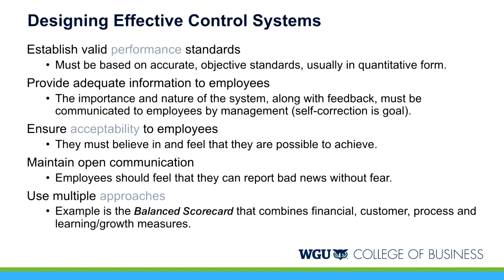And then I believe we're coming towards the end here, the final slide, or one of the final slides. We look at designing effective control systems, and the first of 5 is establishing the performance standards, right? Provide adequate information to employees. So must be accurate, objective standards, quantitative, right? What's our standard? Give that information to the employees, and the feedback, give them a chance to give some information back or some comments, let's say. Has to be communicated.